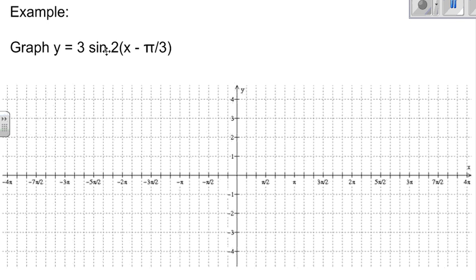So let's look at an example where we want to graph y equals 3 sine of 2 times x minus pi over 3. X minus pi over 3 means it's going to start by graphing here, shifting to the right, pi over 3. The 3 is going to change its maximum values up to 3 and -3. Those will be the peaks of the waves. The 2 is going to shorten the period to 2 pi over 2, just pi.